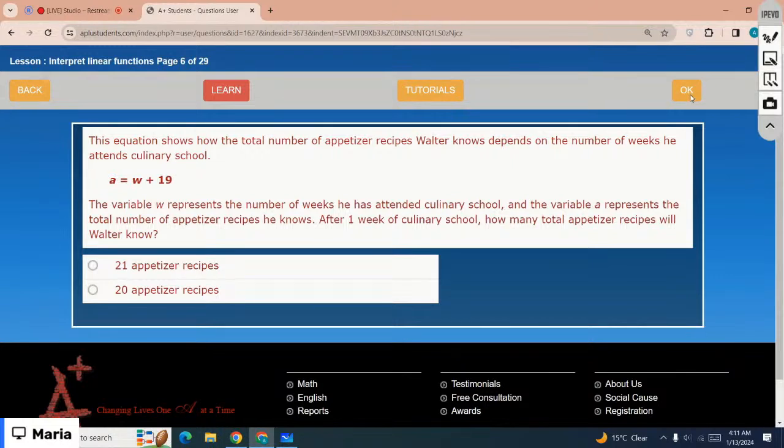Okay, the next one is this equation shows how the total number of appetizer recipes Walter knows depends on the number of weeks he has attended culinary school. A equals W plus 19. The variable W represents the number of weeks he has attended culinary school, and the variable A represents the total number of appetizer recipes he knows. After 1 week of culinary school, how many total appetizer recipes will Walter know? So, which is the correct option?